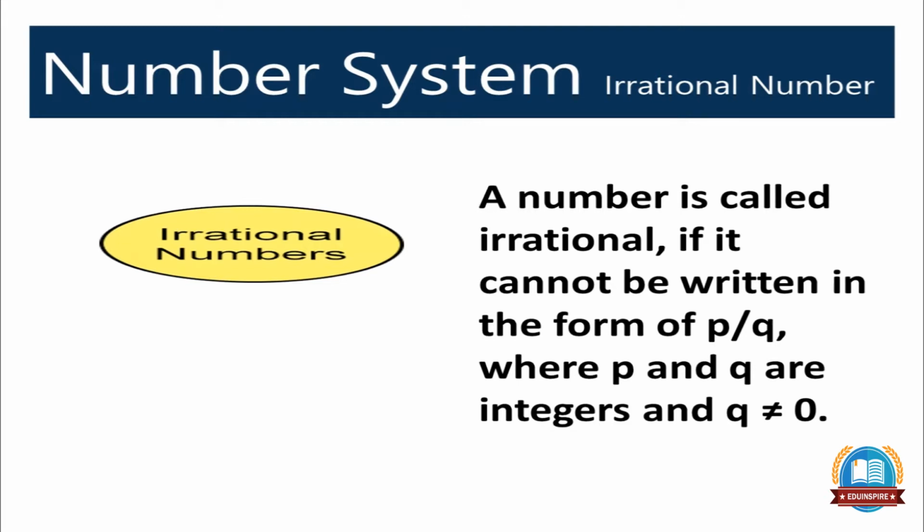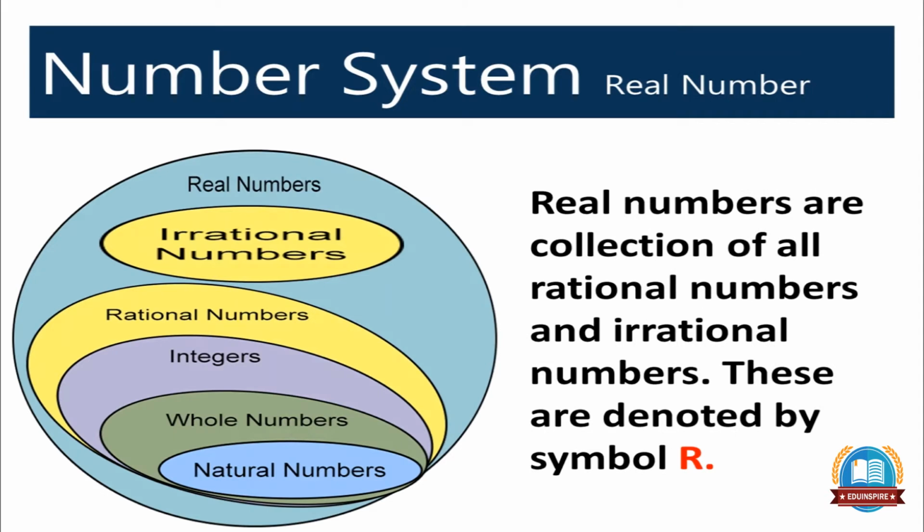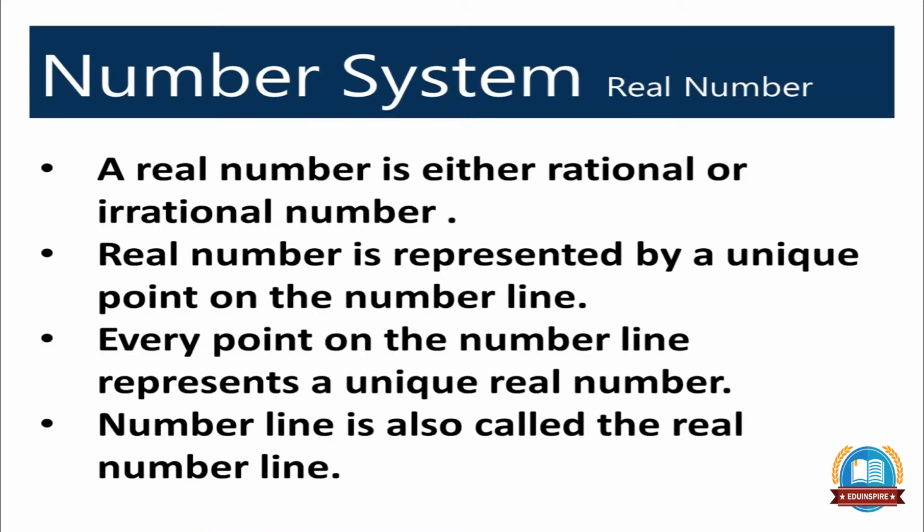Now let's talk about real numbers. Real numbers are collection of all rational and irrational numbers. It is denoted by symbol R. In other words, a real number is either rational or irrational number. Real number is represented by a unique point on the number line. Every point on the number line represents a unique real number. Number line is also called the real number line.